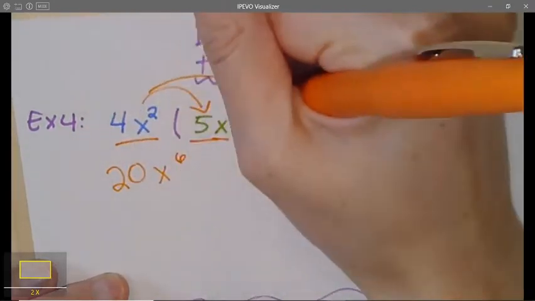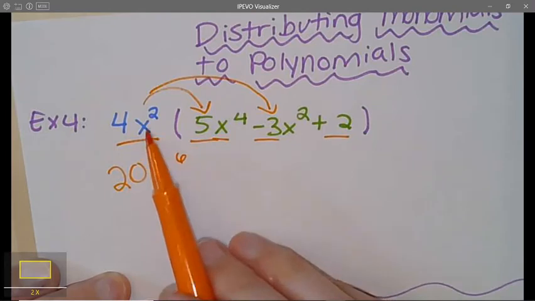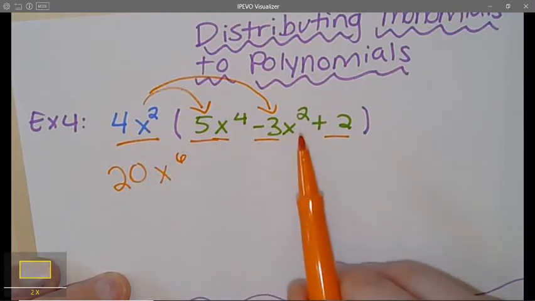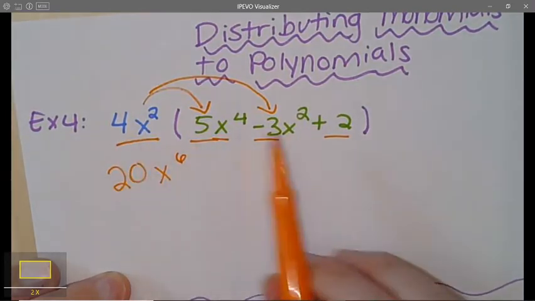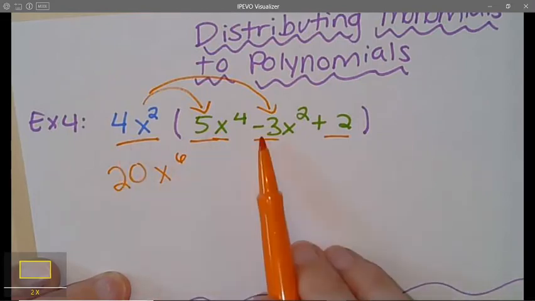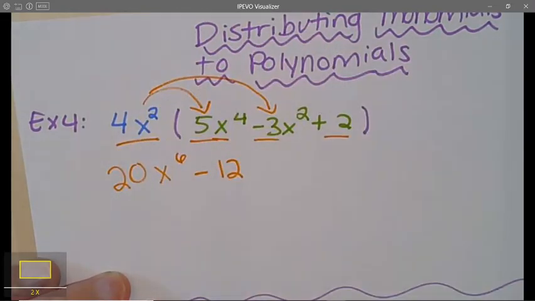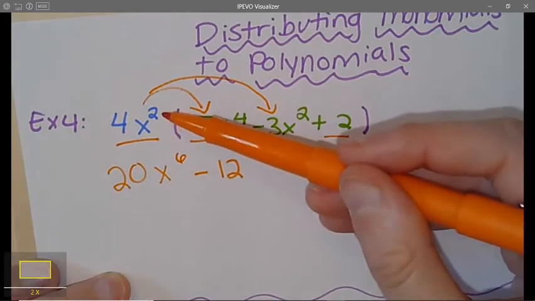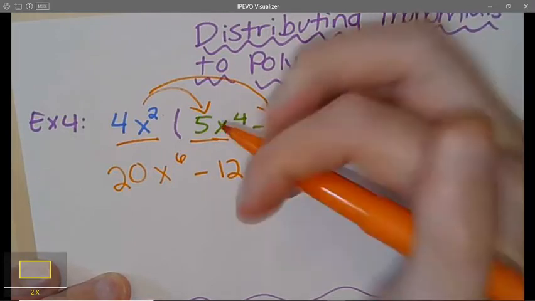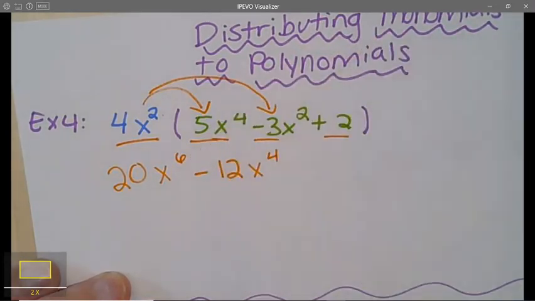All right, then I'm going to multiply it to the next term. So 4x squared times negative 3x squared. Well, let's multiply the numbers in front of the variables. 4 times negative 3 gives me a negative 12. And then when you multiply the variables together, you add the exponents. So 2 plus 2 is going to give me x to the 4th.